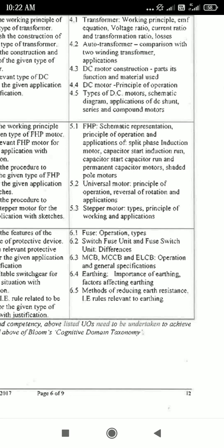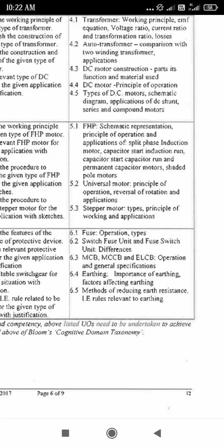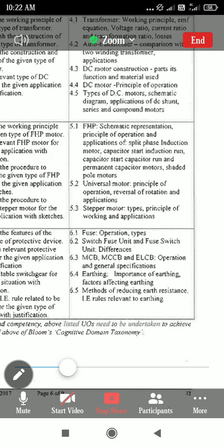Then the next one is the MCB, miniature circuit breaker. Then MCCB, molded case circuit breaker. Then ELCB, earth leakage circuit breaker. The operation of all these circuit breakers and the general specification of these circuit breakers.